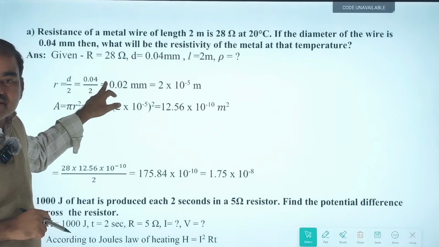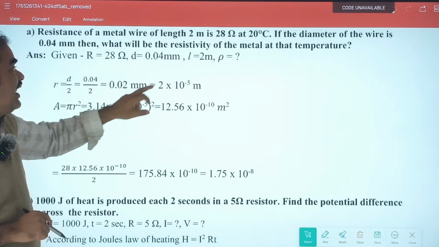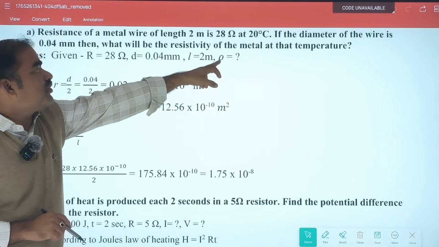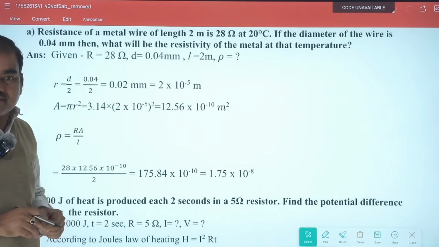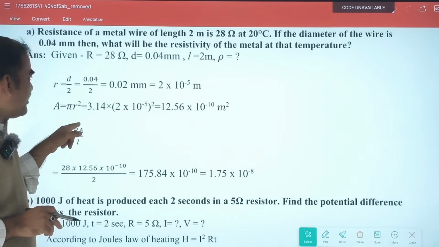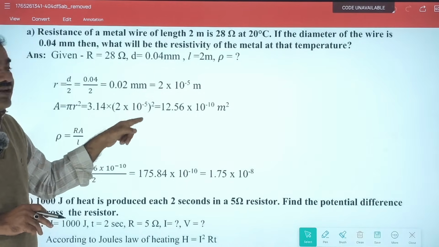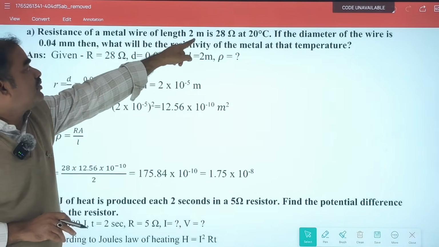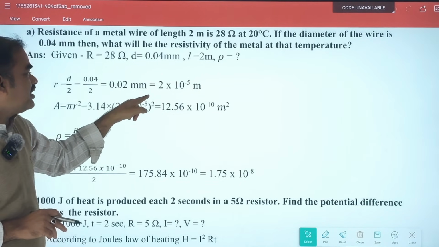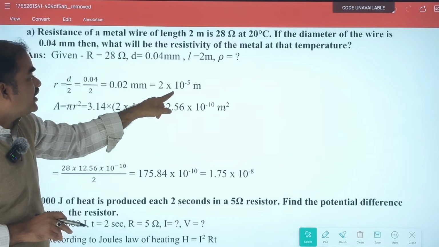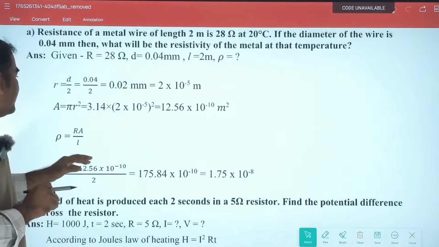So resistance is given, 28 ohm, diameter is given, 0.4 millimeter, and length is given, 2 meters. We have to find the resistivity, rho, as we call it. First you have to find the radius, d by 2, diameter divided by 2. 0.4 divided by 2 means 0.2 millimeter, because 0.4 millimeter is given here. And that will convert into 2 into 10 to the power minus 4 meter.